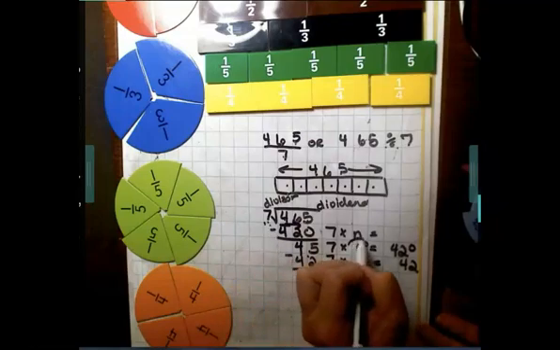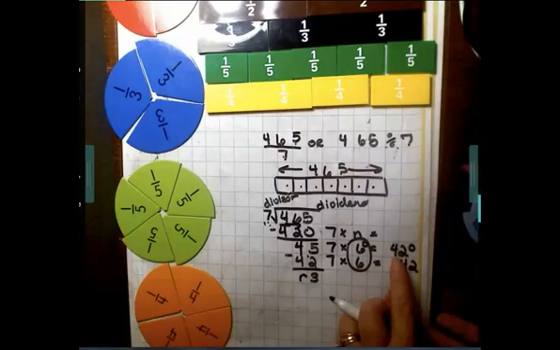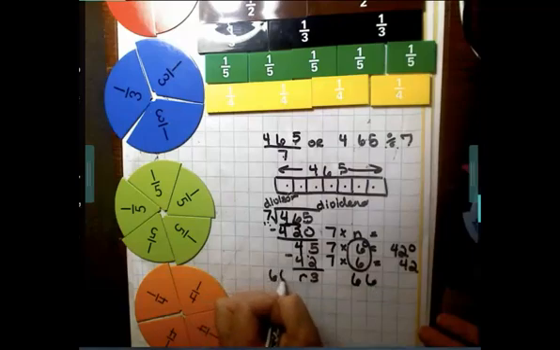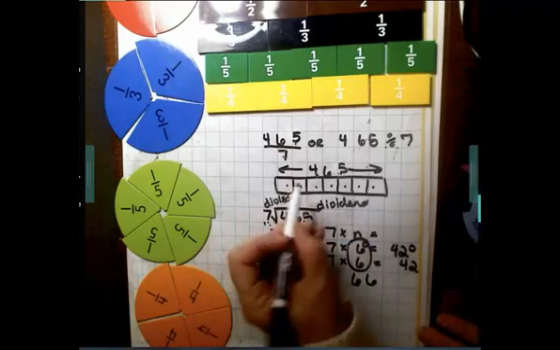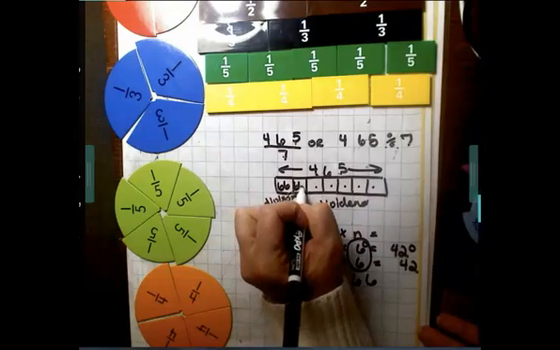So how many groups of 7 did I take out? I took out 60 groups of 7 with that 420 and 6 groups of 7, which was 42, which gave me 66 groups of 7 altogether. So what that means is if I take 465 and I break it up into 7 groups, there will be 66 in each group.